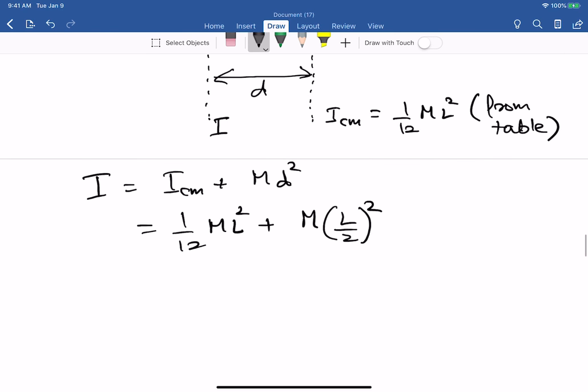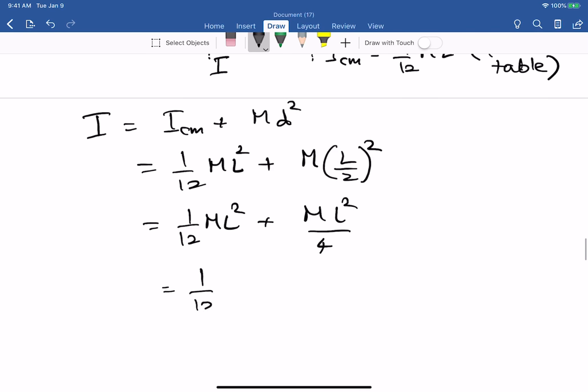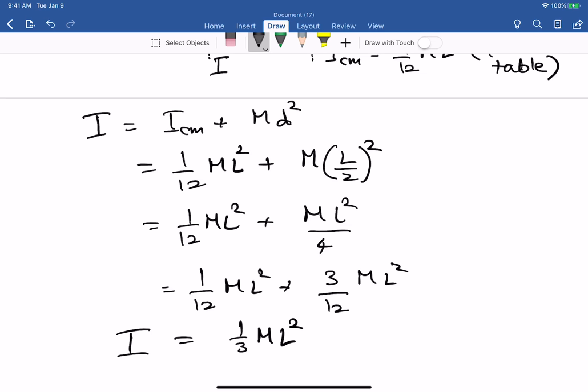So let's just simplify this to get the final answer. So 1/12 ml squared plus ml squared divided by 4. So this just becomes 1/12 ml squared plus 3/12 ml squared. So that's 4/12 ml squared, which is 1/3 ml squared. This actually turns out to be quite useful in doing problems. This is the rotational inertia of a thin rod about an axis which passes through one end of the rod and is perpendicular to the rod, right?